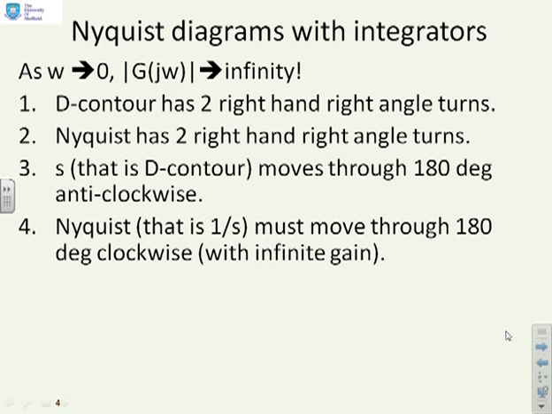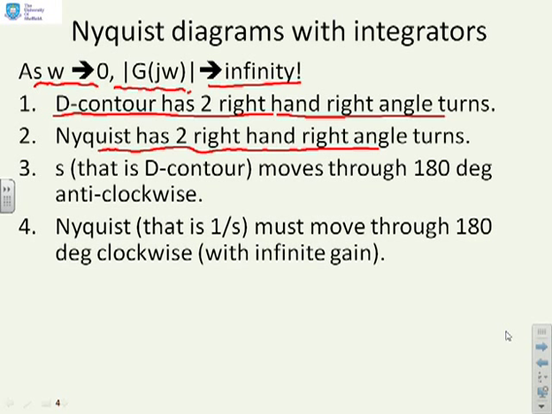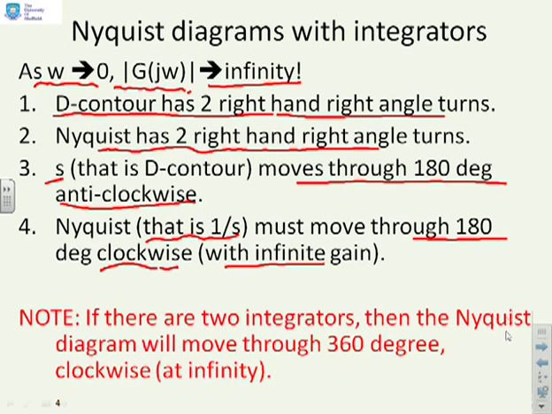Now, a reminder of how we might do Nyquist diagrams with integrators. The key things you need to be wary of are what happens as omega tends to zero, because then the modulus of G(jω) is going to tend to infinity. At this point, the D contour has got two right-angled turns, and therefore your Nyquist diagram must also have two right-angled turns at the corresponding points. Now, s, on the D contour, moves through 180 degrees anti-clockwise, and therefore 1 over s, which is what you're plotting on the Nyquist, must move through 180 degrees clockwise, and again with infinite gain. Just a reminder, clearly if there are two integrators in a system, then you're going to get 360 degrees, because you get 180 degrees for each integrator.